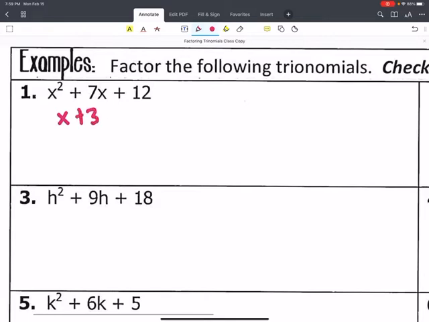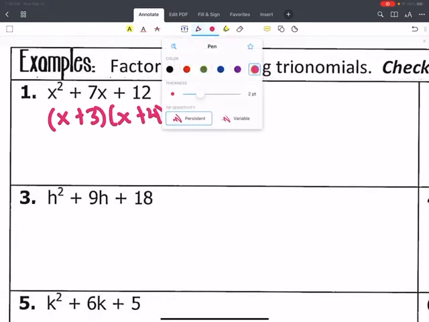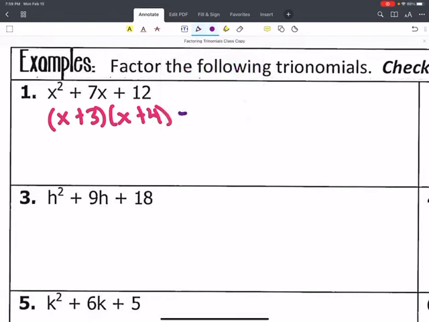So we already factored this the other day. We factored into x plus 3 times x plus 4. The zero product property says I can set that equal to 0. I can do it at the first step or the second step. And then I can solve for a variable.